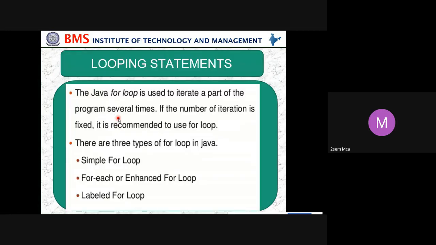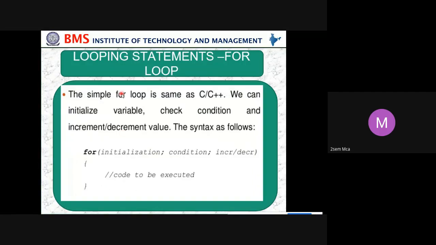Then looping statement. The Java for loop is used to iterate a part of a program several times. If the number of iterations is fixed, it is recommended to use a for loop. There are three types of loops in Java: simple for loop, enhanced for loop, and labeled for loop. So, looping statement: for loop.